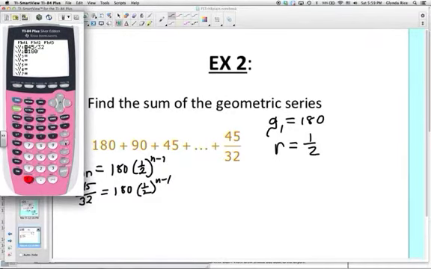180 times 1/2 to the x minus 1. Okay, well, for my window, I know my y's need to be not very high. I'll go 0 to 20. I really don't know what this will be, but my y's need to go 0 to about 1.5.